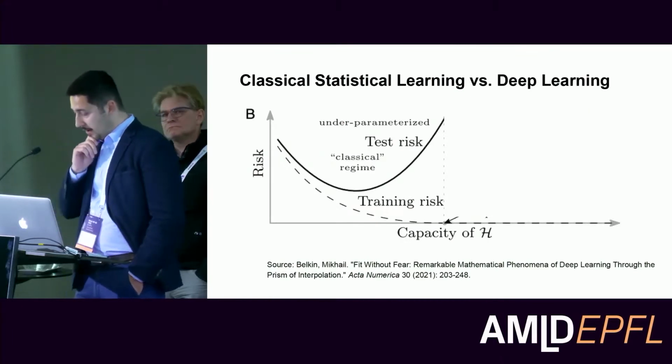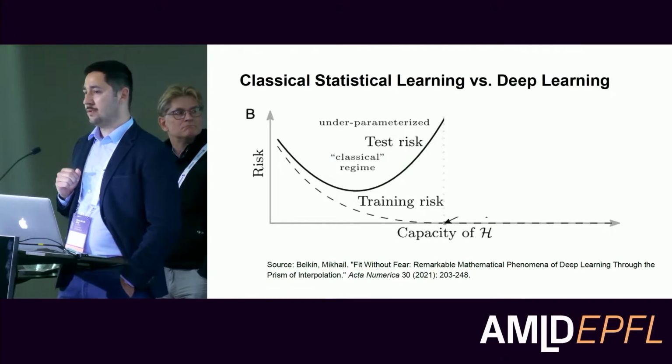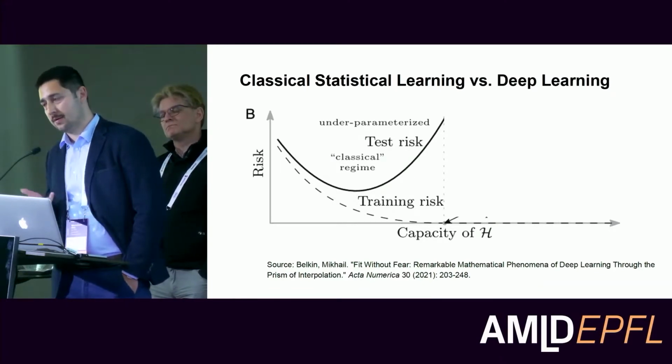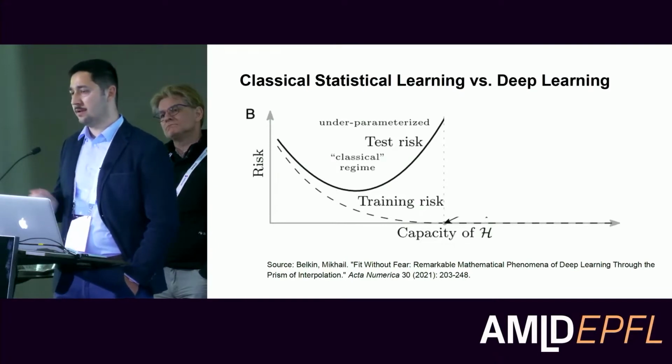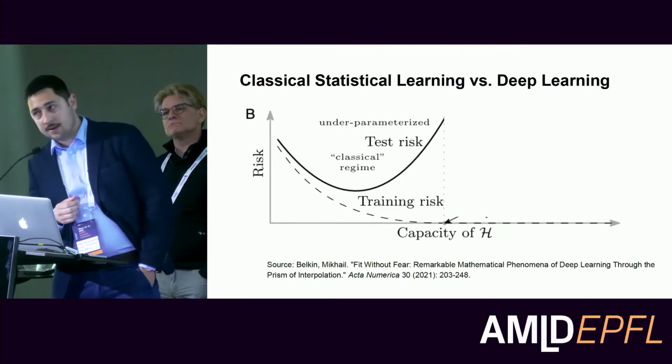Classical statistical learning, just to name it, takes its roots in Vapnik's statistical learning theory. You have this kind of descent curve.